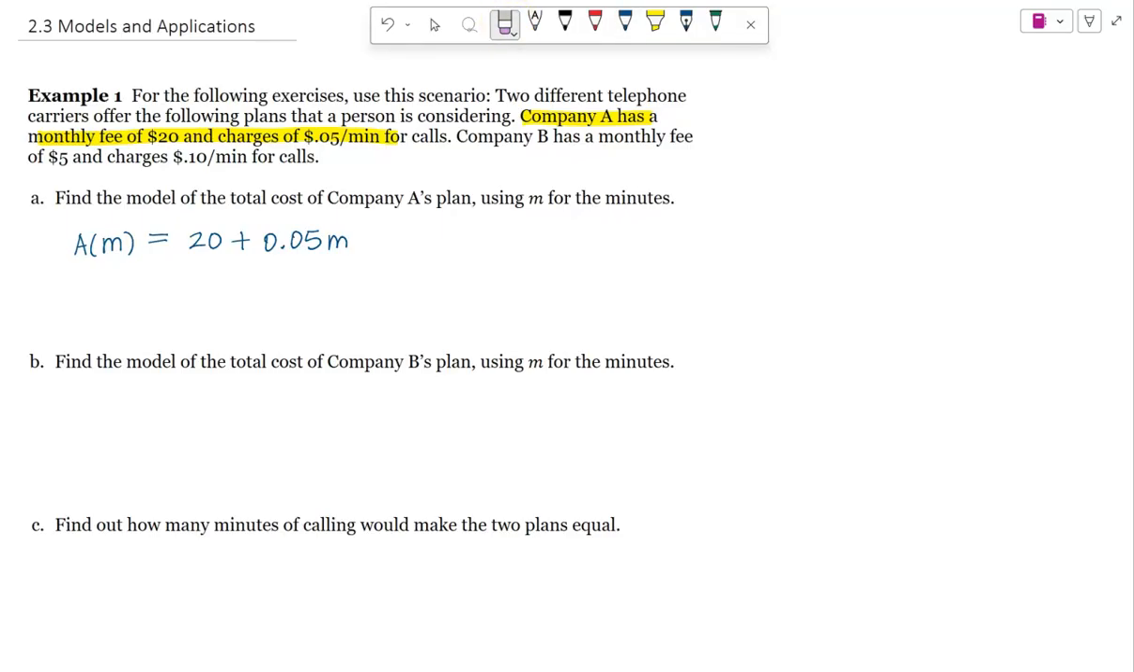For part B, we're going to find the model of the total cost of company B's plan, using also M for the number of minutes. So for company B, the cost will be $5 per month, and then plus 10 cents per minute.